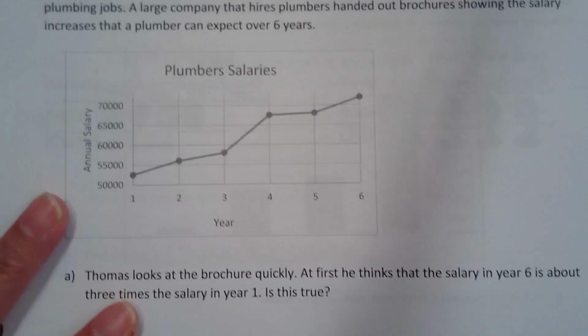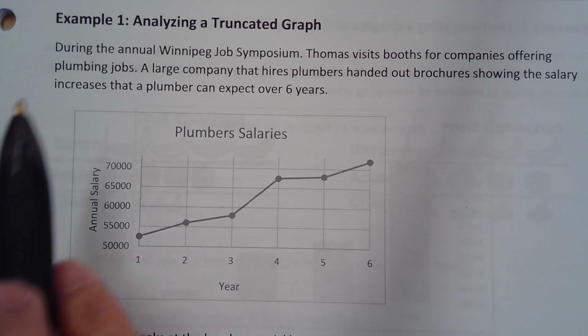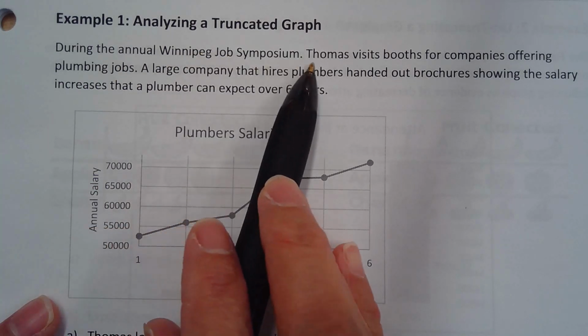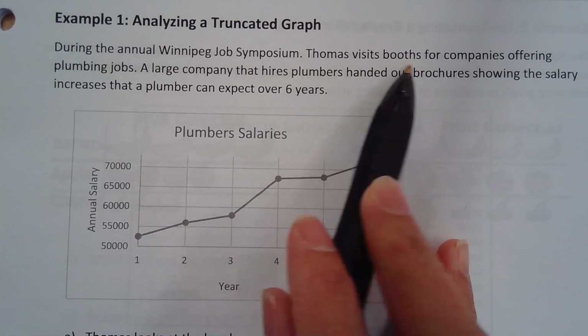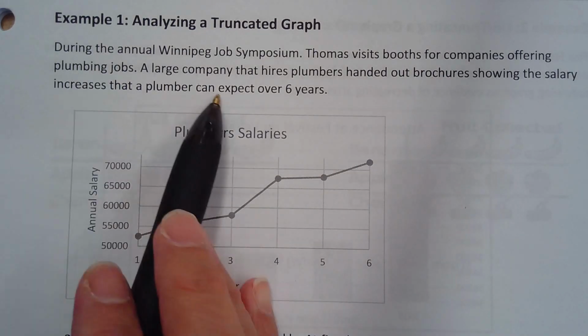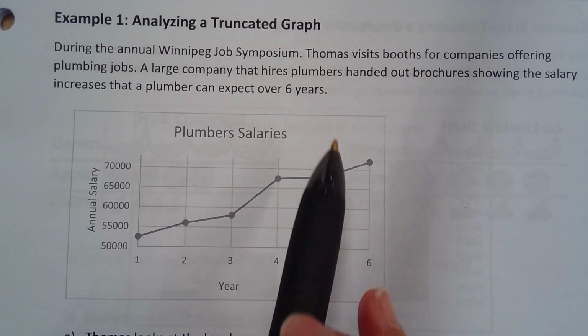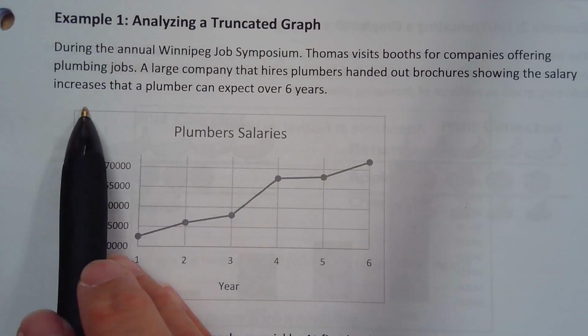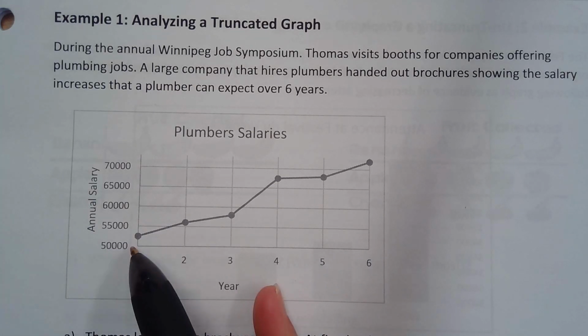Okay, so far so good. Take a look at example number 1. Analyzing a truncated graph. Okay, so during the annual Winnipeg Job Symposium, Thomas visits booths for companies offering plumbing jobs. A large company that hires plumbers handed out brochures showing the salary increases that a plumber can expect over 6 years.